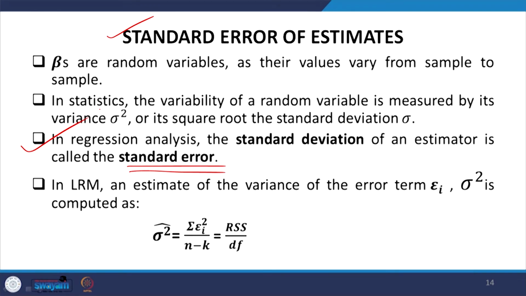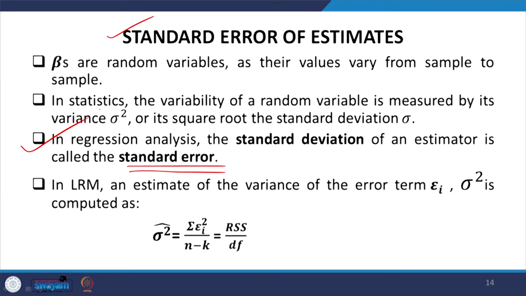In the linear regression model, the estimate of the variance of the error term, that is epsilon, is sigma square, which is computed as sigma square hat, because we are estimating it. It is the sum of squared errors divided by the degrees of freedom, adjusted with the sample size, n minus k. That is basically the residual sum of squares divided by the degrees of freedom. If you do it, we get the estimate of the error variance in this model. So, try to remember that RSS divided by the degrees of freedom is the estimated variance. If you take the square root of it, that is called the standard error. The standard deviation of the estimator is called the standard error.